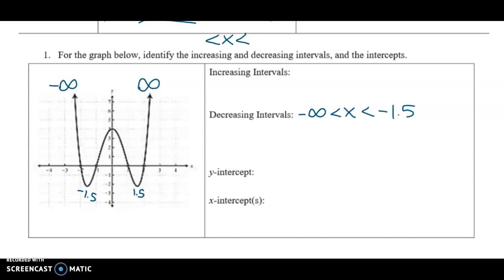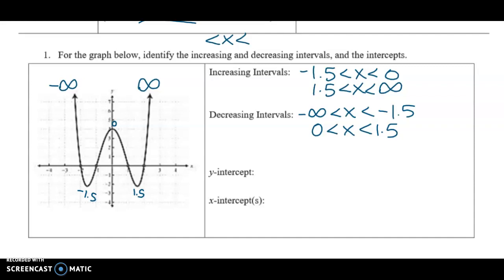So when I switch directions, from negative 1.5 to that next turning point where x is 0 at the y-intercept, I am now increasing. You notice we're not putting any equal signs on them because at this one exact point, the slope is in fact 0. It's not increasing or decreasing. So now I've changed directions again. Those are turning points, those maximums and minimums. I'm decreasing again, from 0 to 1.5. And then I turn one more time and increase from 1.5 to infinity.